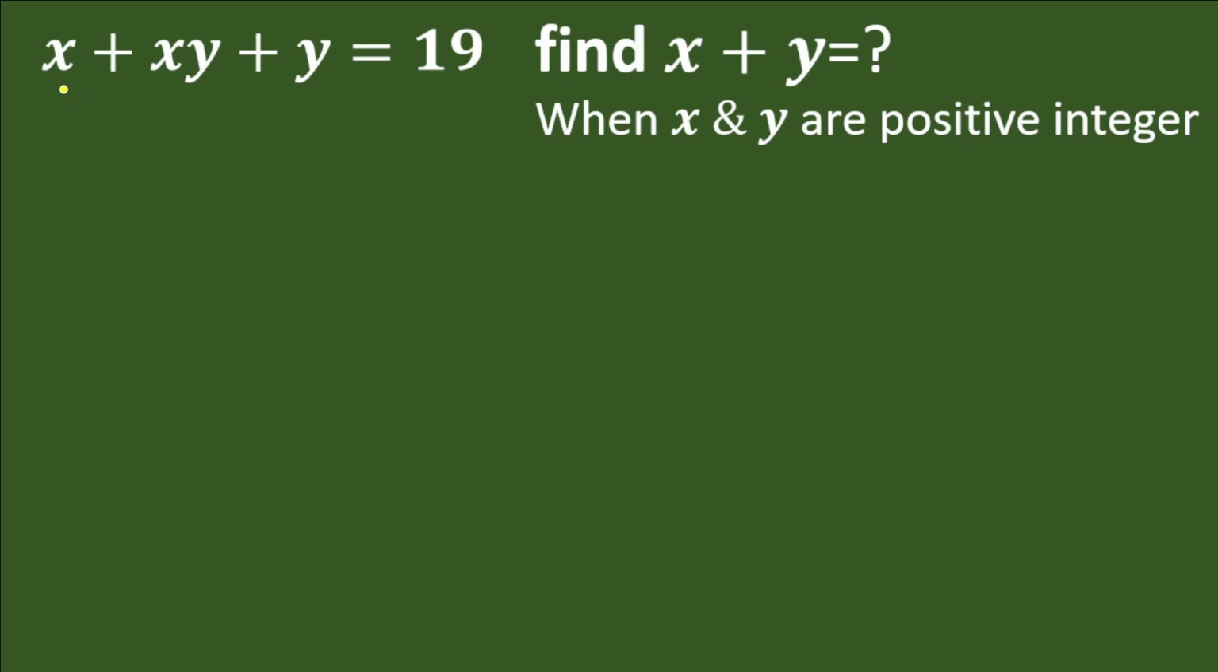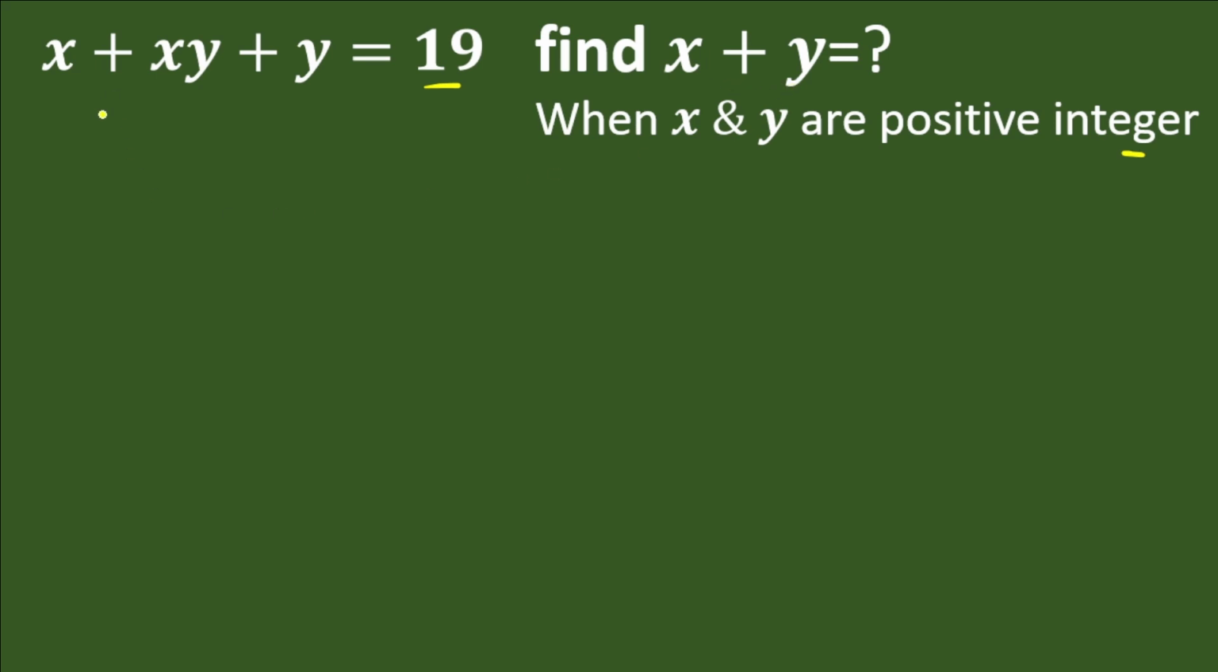Hello friends, today we have x plus xy plus y equal to 19, and we have to find the value of x plus y. One thing it mentions is that x and y are positive integers. For solving this, we do not have to find the individual values of x and y. We will find the value of x plus y combinedly.